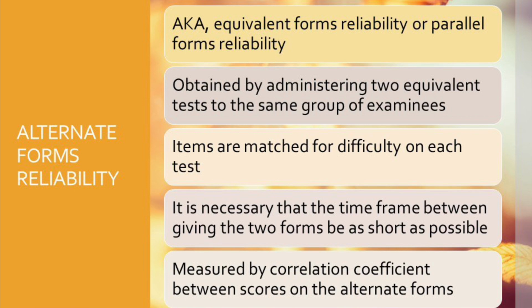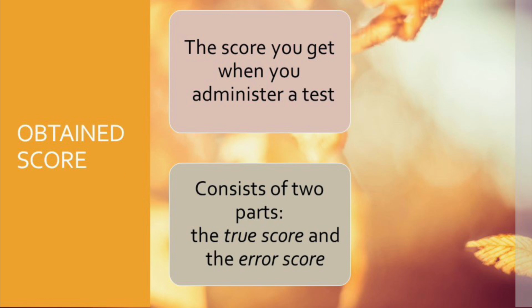In other words, alternate forms reliability is a measure of reliability between two different forms of the same test. So two equivalent but different tests are administered, the scores are correlated, and then the reliability coefficient is calculated. A test would be deemed reliable if differences in one test's observed scores correlate with differences in the equivalent test's scores. Now, when you administer a test, the final score on that test is called the obtained score.